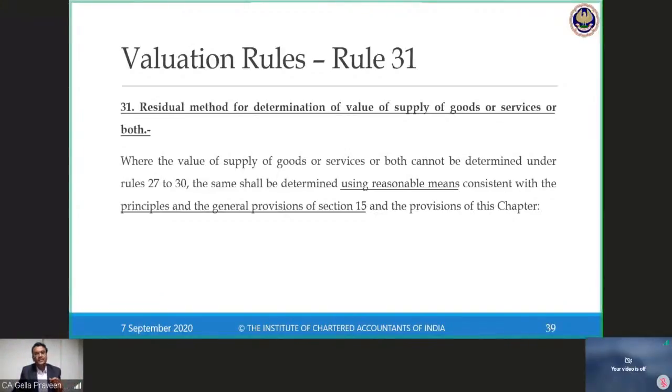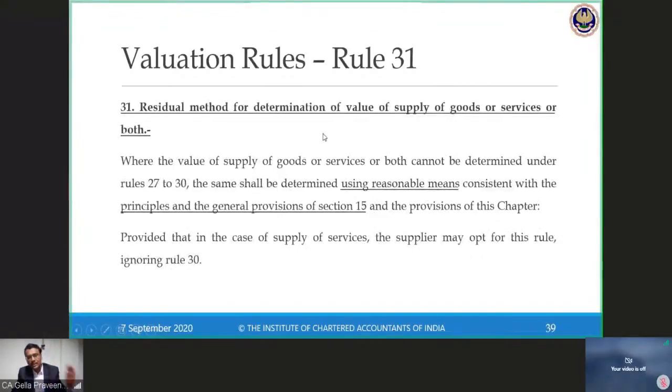So you as a professional, when we read these provisions, there is something for us to understand: in what business scenario we need to accept this transaction value, and when we need to set aside and go to Rule 30 or Rule 31. This is what is there for us to understand. Coming back, Rule 31. In case of supply of services, supplier may opt for this rule ignoring Rule 30. In case of services, straight away instead of going to Rule 30, I come into Rule 31. Best judgment assessment.